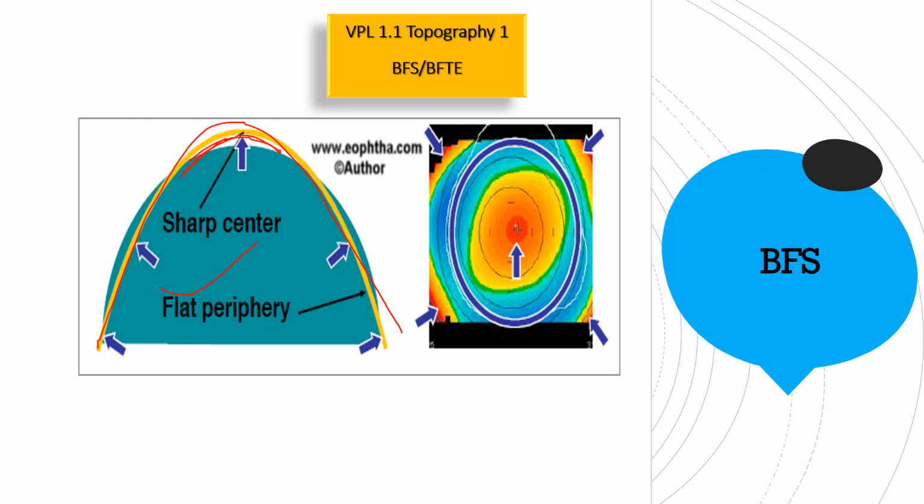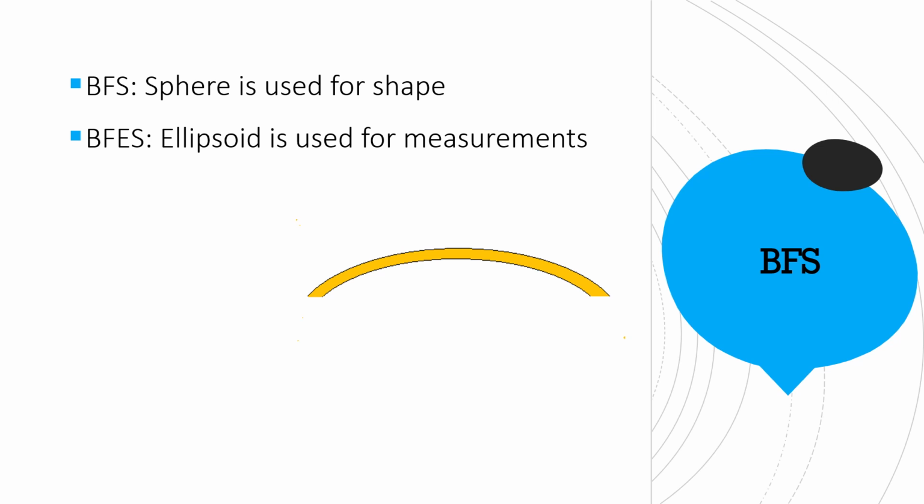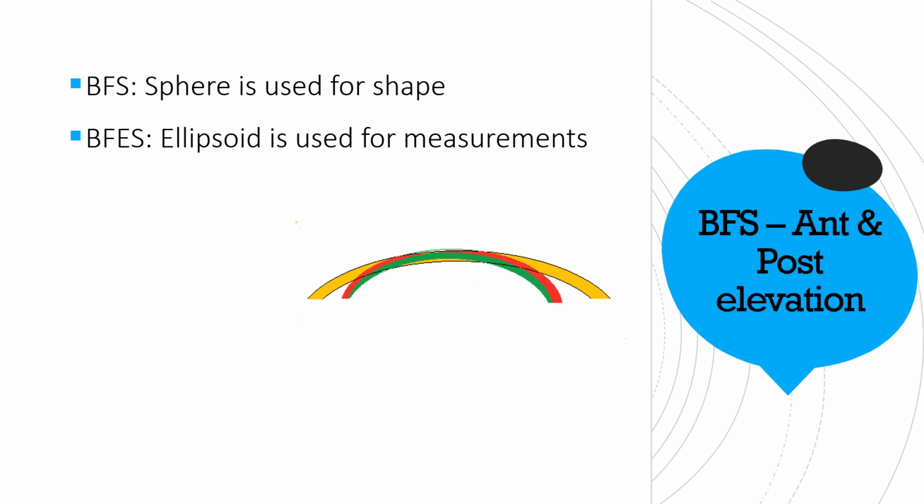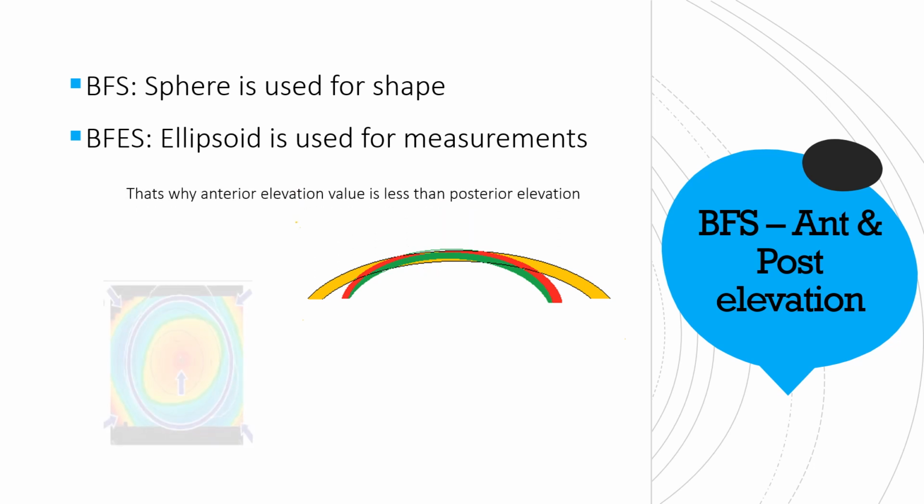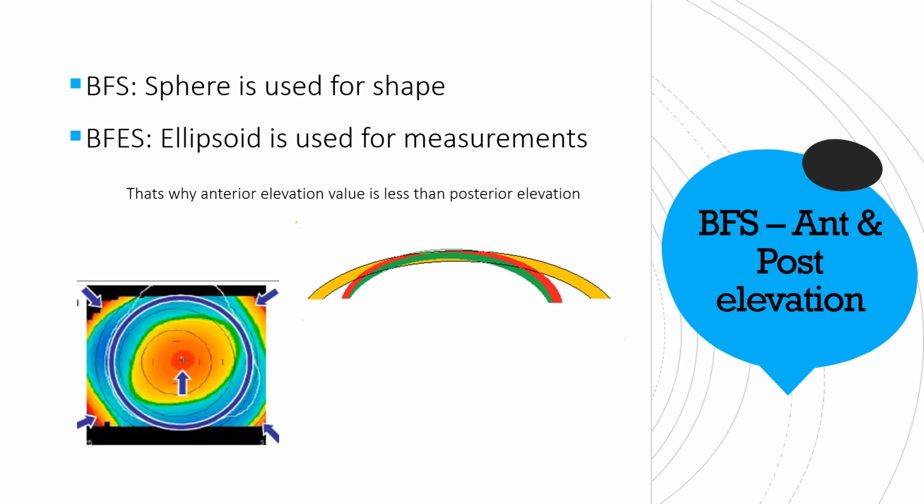Look at that, it's elevated here, so this is the elevation, and it is depressed here, so this is the depression. The elevation is represented in red color and depressions are represented in blue colors. Now this is a best fit sphere, which is a standard normal cornea, and the green one is the patient's cornea. Look at the slight elevation here, which is the posterior elevation, and the front elevation is less as compared to the posterior elevation because the corneal epithelium gets thin here, and that's why anterior elevations are always less as compared to the posterior elevations. The anterior or the posterior elevations are presented in red color.